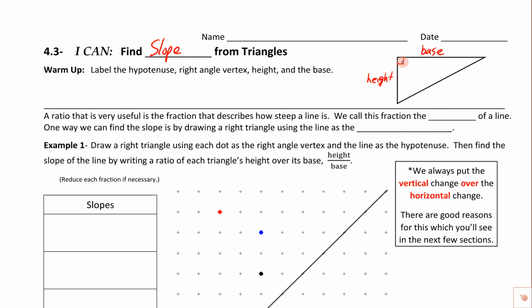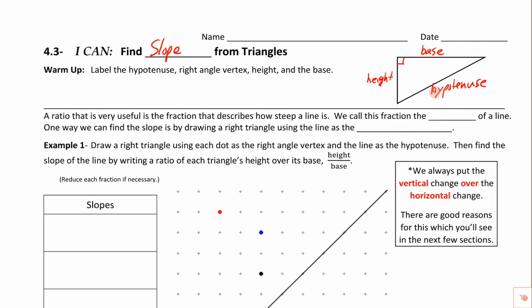The hypotenuse is the side that's right across from the right angle. So this side over here is straight across from the right angle. So this is called the hypotenuse. Okay, weird word. So we've got the base, we've got the right angle right here, we've got the height labeled, and this side that's across from the right angle, that's called the hypotenuse.